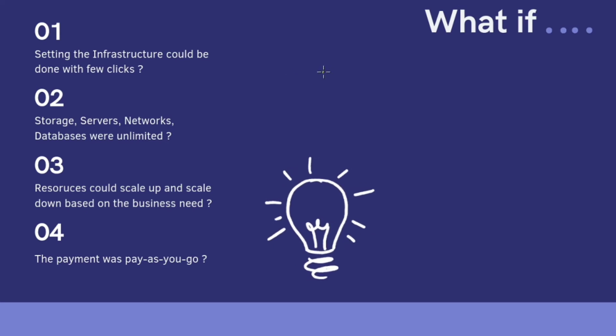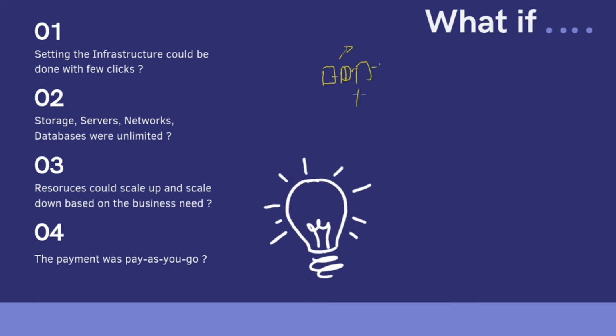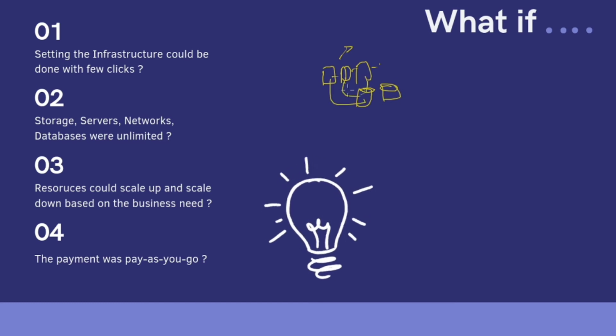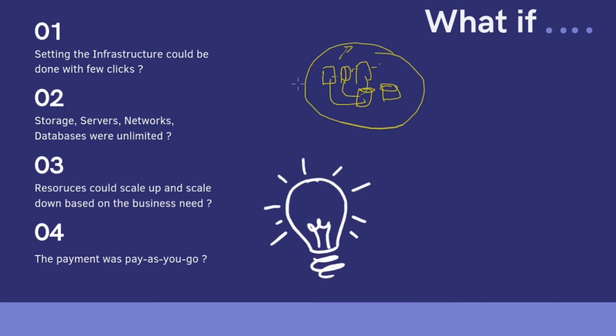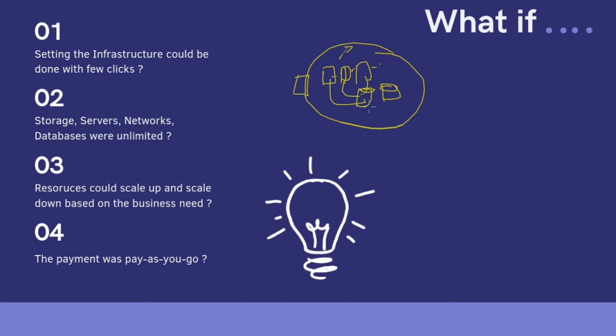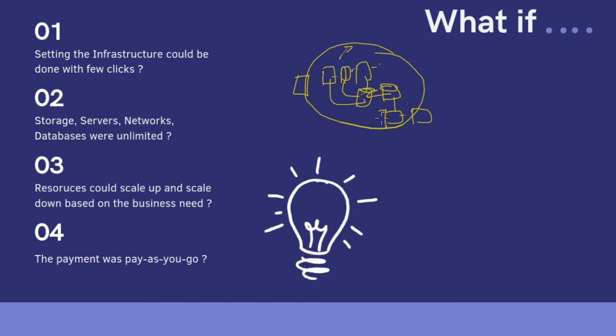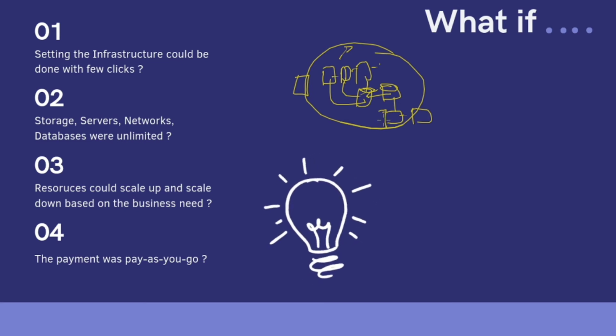Suppose you had unlimited servers, unlimited operating systems or flavors, unlimited storage, unlimited networks connecting with them, securing these things, and also you could have an unlimited database associated with your business infrastructure. As much as you need, if you need n number of servers, you could get n number of servers. If you need n number of databases, you could get them.